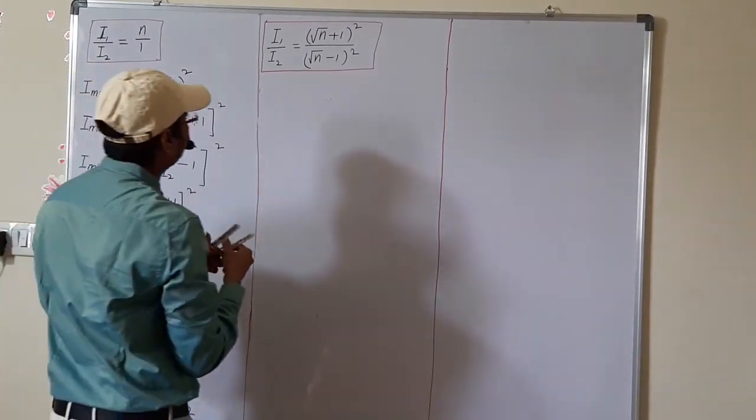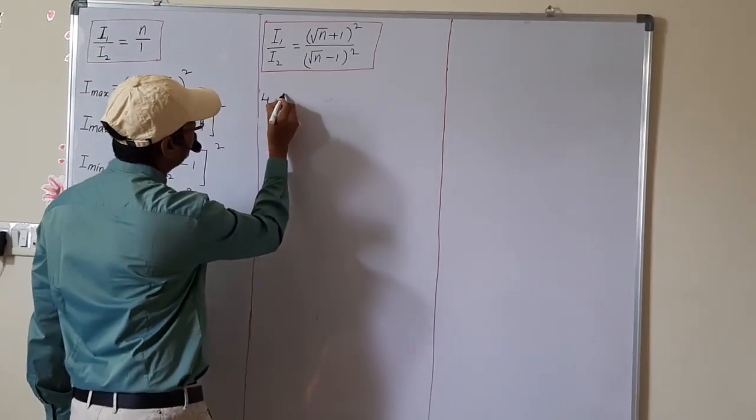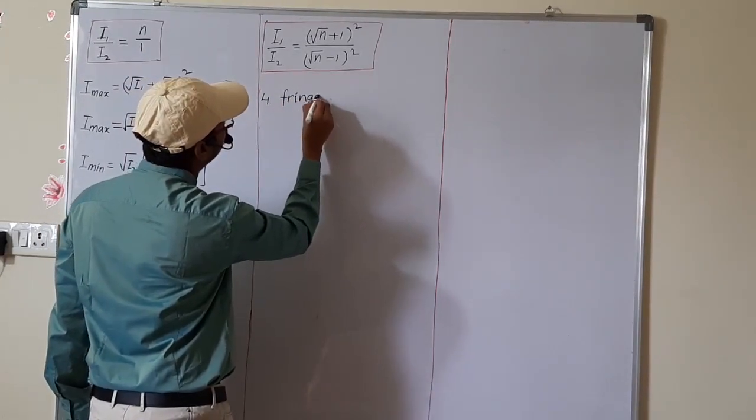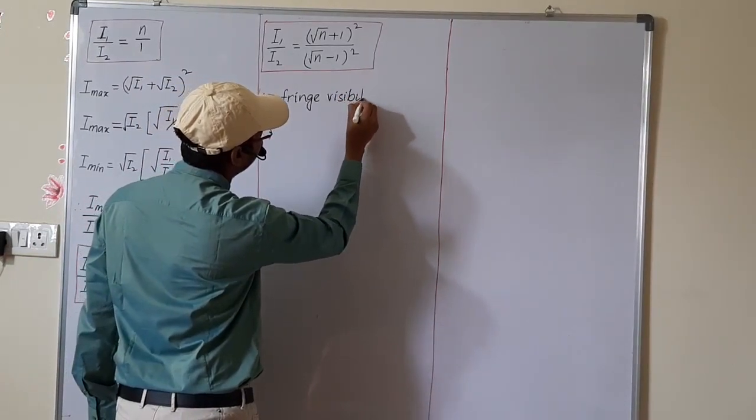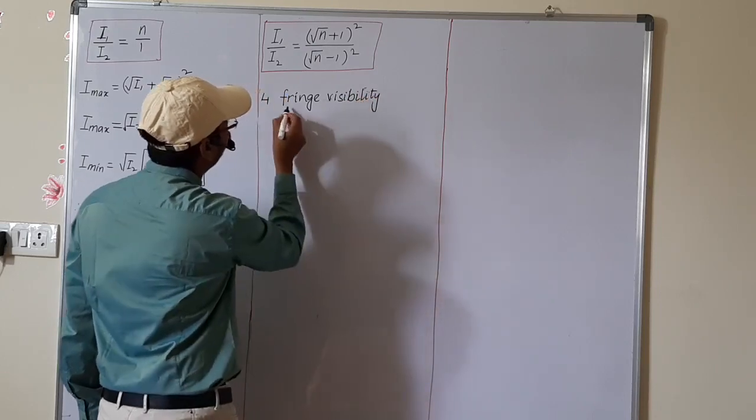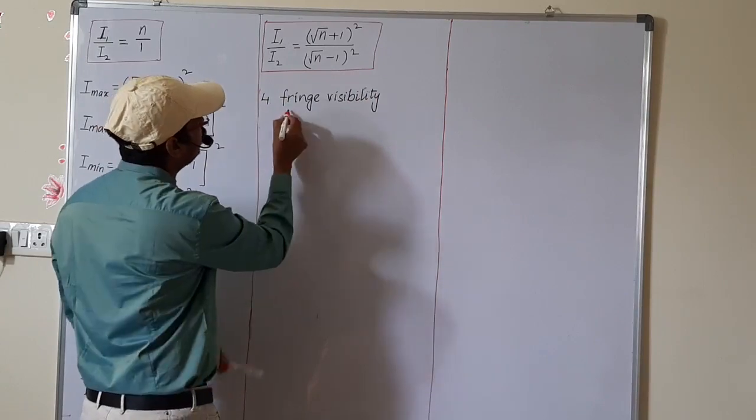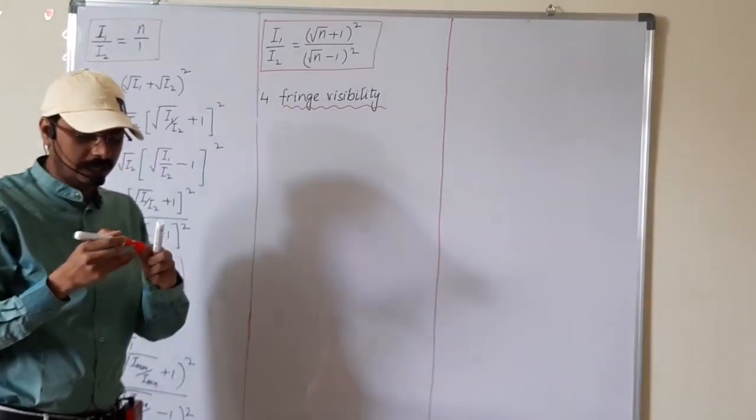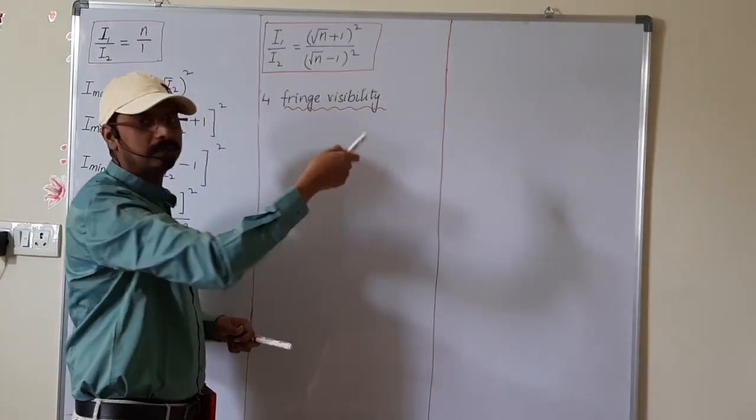Then the fourth one we have to discuss. That fourth one is fringe visibility. What is the meaning of fringe visibility? What is the fringe, and what is the fringe visibility? Where we can use it, we can find this value. We can discuss that further.